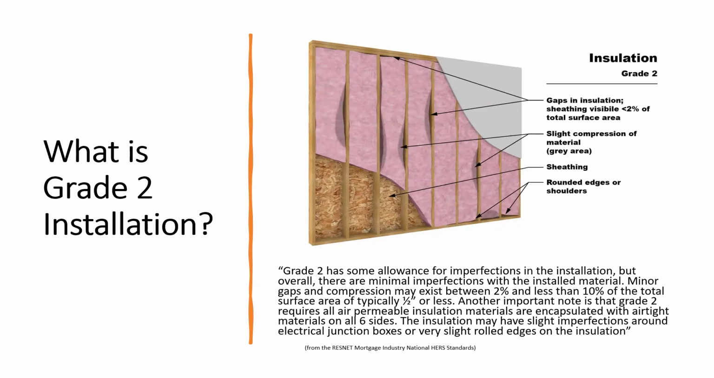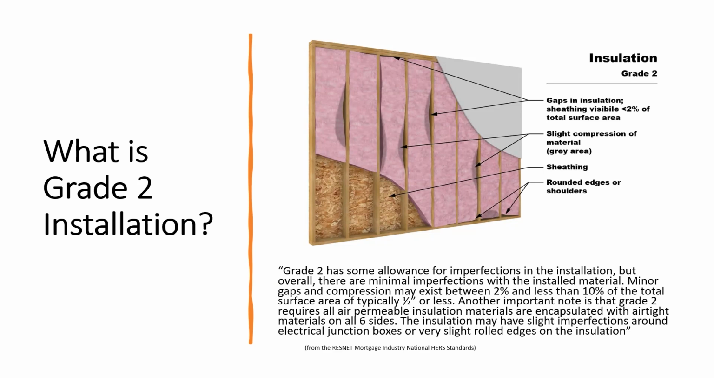And then you look at the next one, grade 2. Grade 2 has some allowances for imperfections of installation, but overall, the minimal imperfections of the installed material, minor gaps, compressions may exist between 2 and 10% of the total surface area, typically 1/2 inch or less. Another important note is that grade 2 requires all air permeable insulation to be encapsulated with airtight materials on all 6 sides. Still, grade 2 is telling you it needs to be encapsulated on all 6 sides.